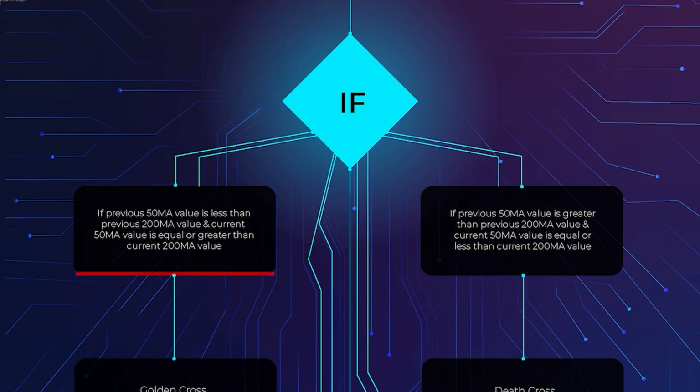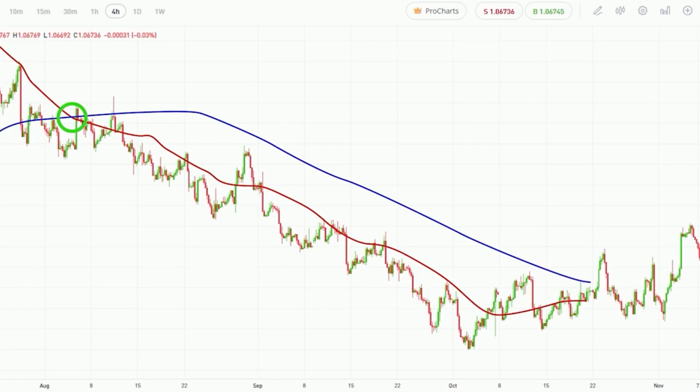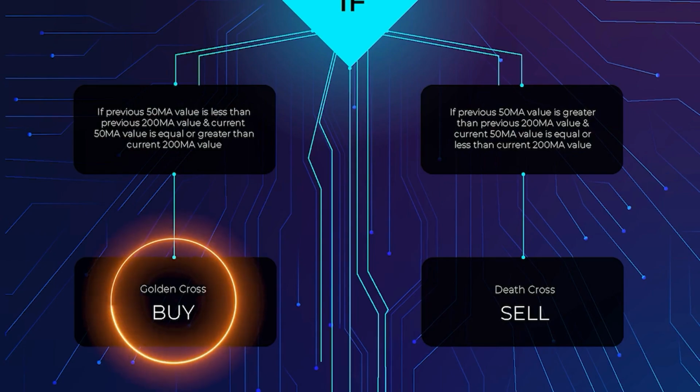We'll check: is the previous MA50 less than the previous MA200? And is the current MA50 value equal to or greater than the current MA200 value? If both statements are true, it means the red line has crossed over the blue line from the bottom to the top, and we'll know this signals a golden cross.